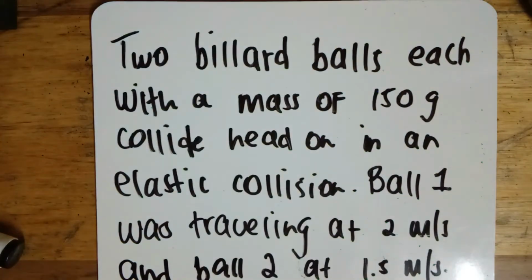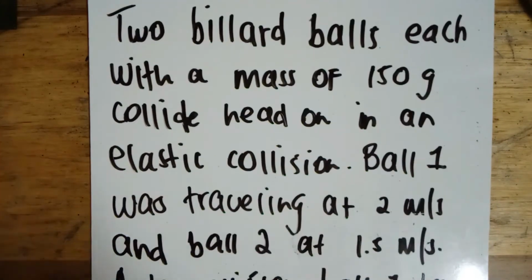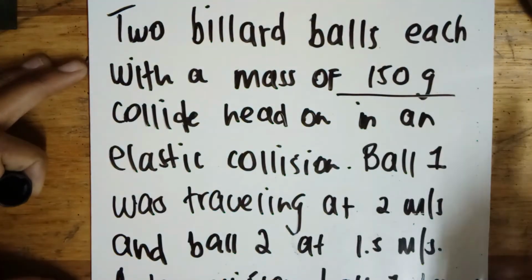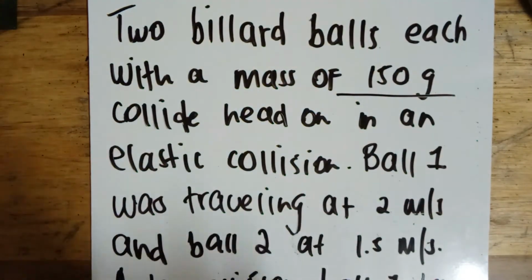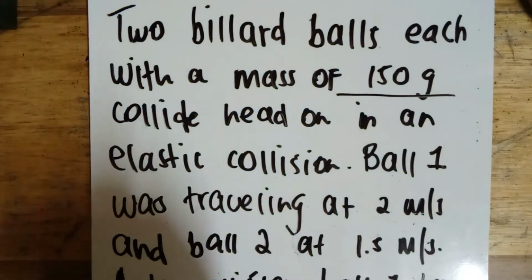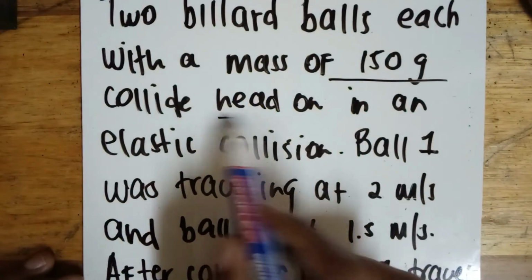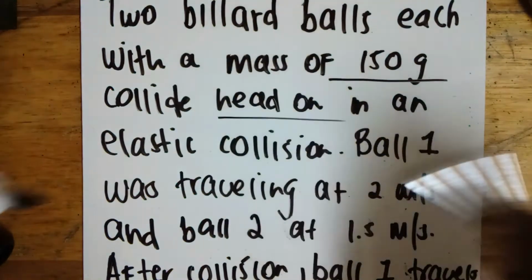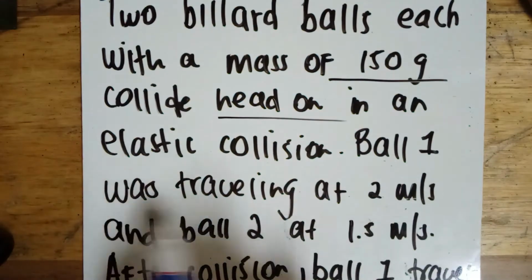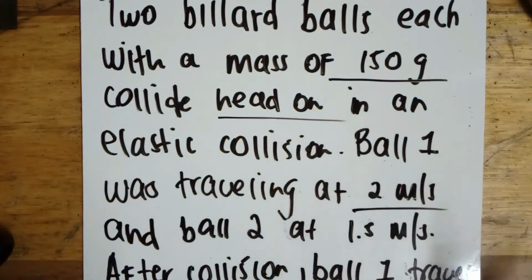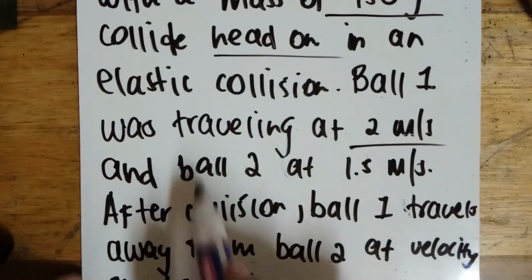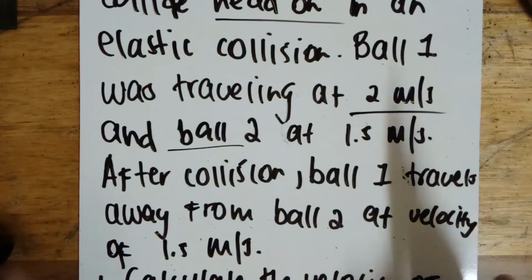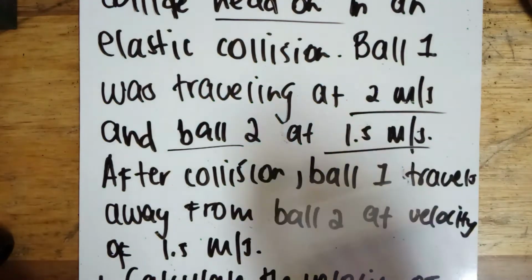Okay, so we have ourselves a very nice question over here. The question says, two billiard balls, each with a mass of 150 grams, collide head on. Imagine these were balls traveling towards each other and about to collide. Ball 1 was traveling at a velocity of 2 meters per second, and ball 2 was traveling at a velocity of 1.5 meters per second.